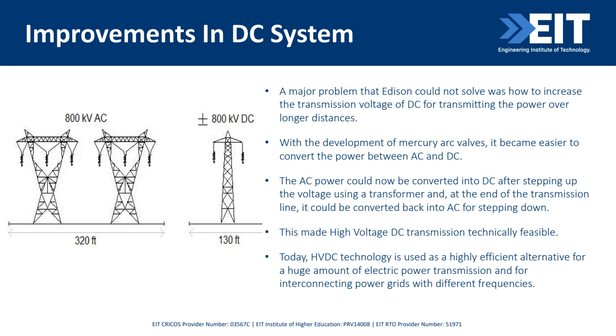But over the years, we have had developments in material technology as well as semiconducting and power electronic technology. With the development of mercury arc valves, it became easier to convert power between AC and DC. The AC power could now be converted into DC after stepping up the voltage using a transformer, and at the end of the transmission line, we can convert it back into AC for stepping down. So that means that we don't need to reinvest into all this distribution system to upgrade to DC.